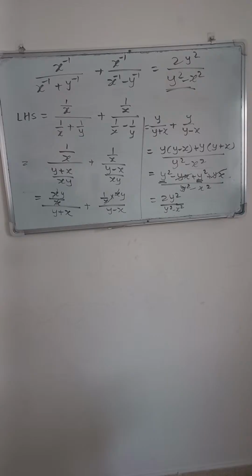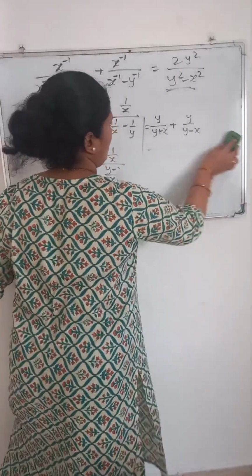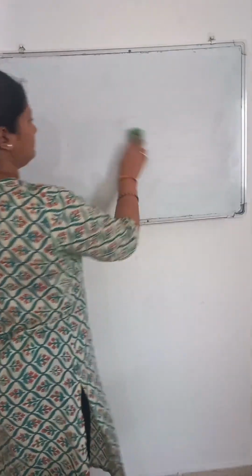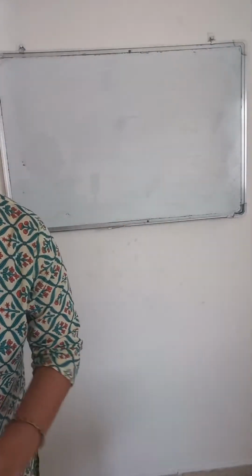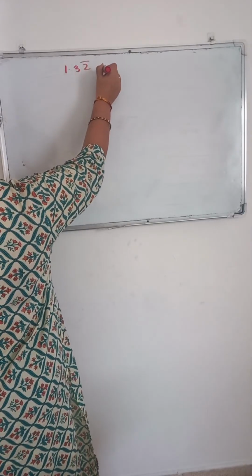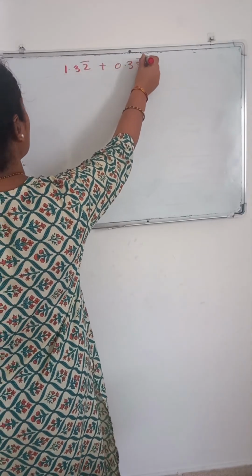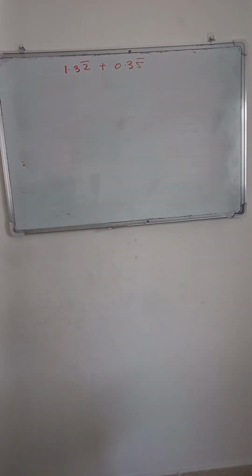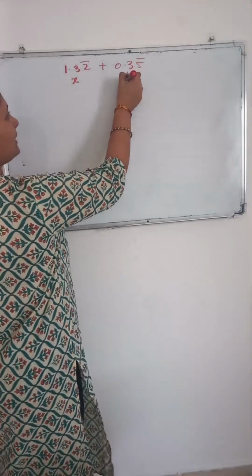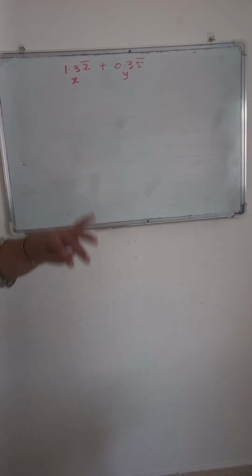Next question is that we have here next question. 1.32 bar plus 0.35 bar. So this I have to express as a fraction in the simplest form. Okay, so what I will do, I will take it as x and then I will take it as y. I will solve separately and then I will add.